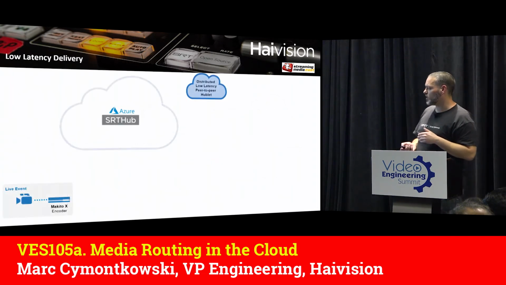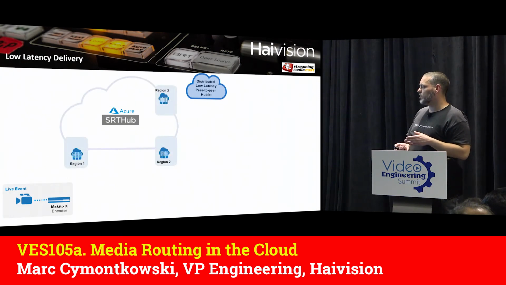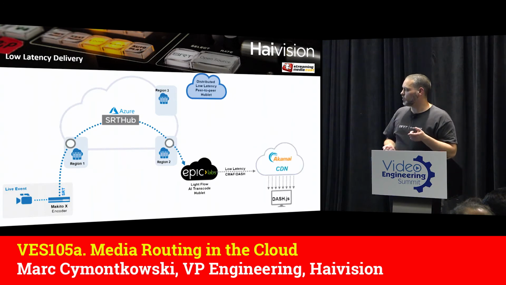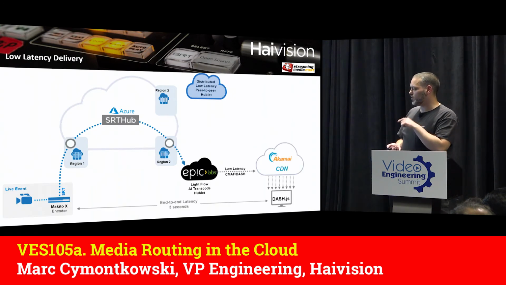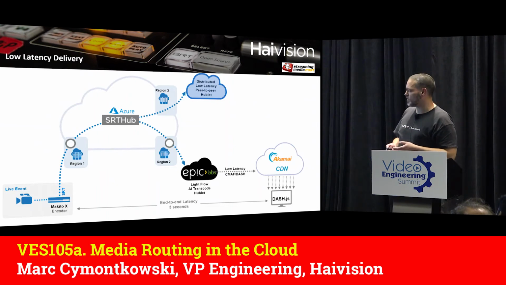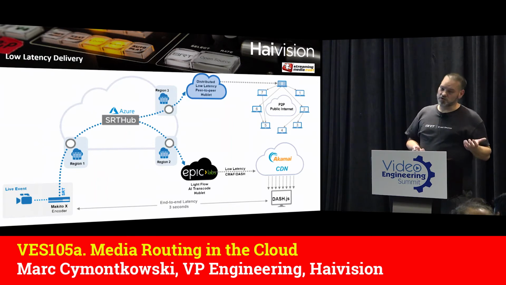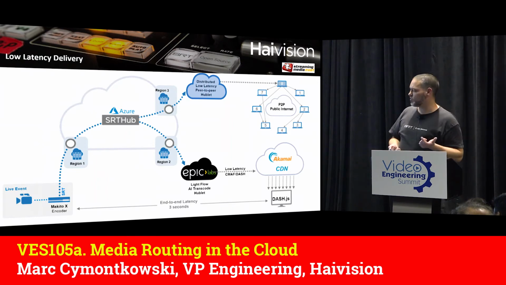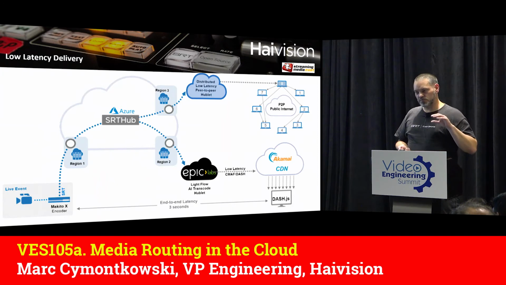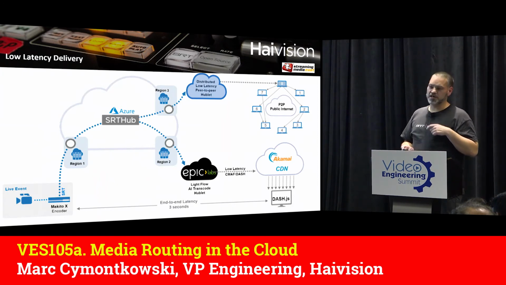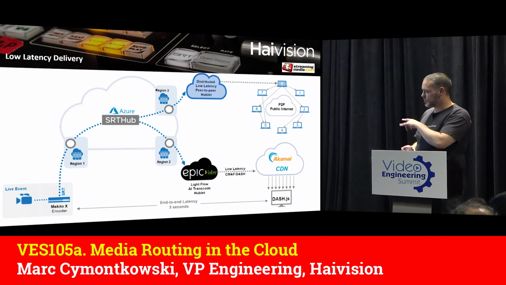And the second workflow we had running is, again, coming in with an encoder, sending SRT into one region, running over the SRT Hub, going into an output hublet that Epic Labs created, which is using machine learning, looking at the content, optimizing the transcoding depending on the content, reducing the bit rate of the content by roughly 40%, packaging it as low latency CMAF, and handing it over to Akamai for delivery, and we achieved roughly 3 seconds end-to-end latency on this.